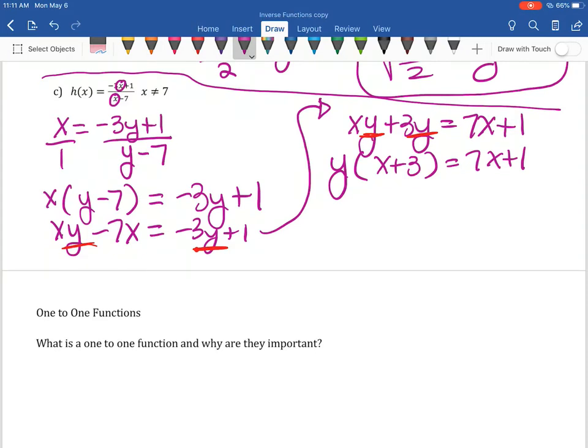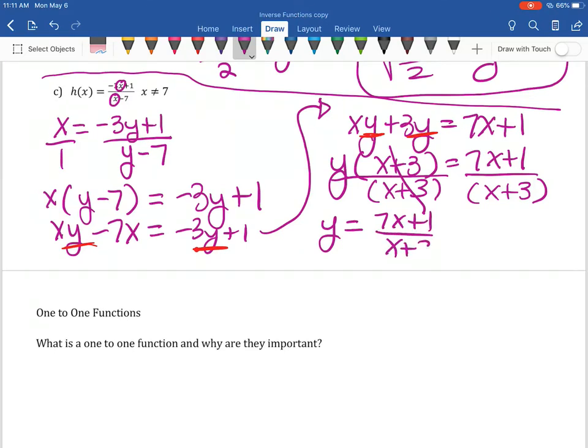When I factor out a y, I'm left with x plus 3, and now I've only got y in one place, and I can divide both sides by x plus 3 to isolate the y. So I can get rid of that, and I'm left with y is equal to 7x plus 1 over x plus 3. And then because we had the original function with h of x, and we're trying to find the inverse, when I write this in inverse notation, it's going to look like this, h inverse, and there is my final answer.